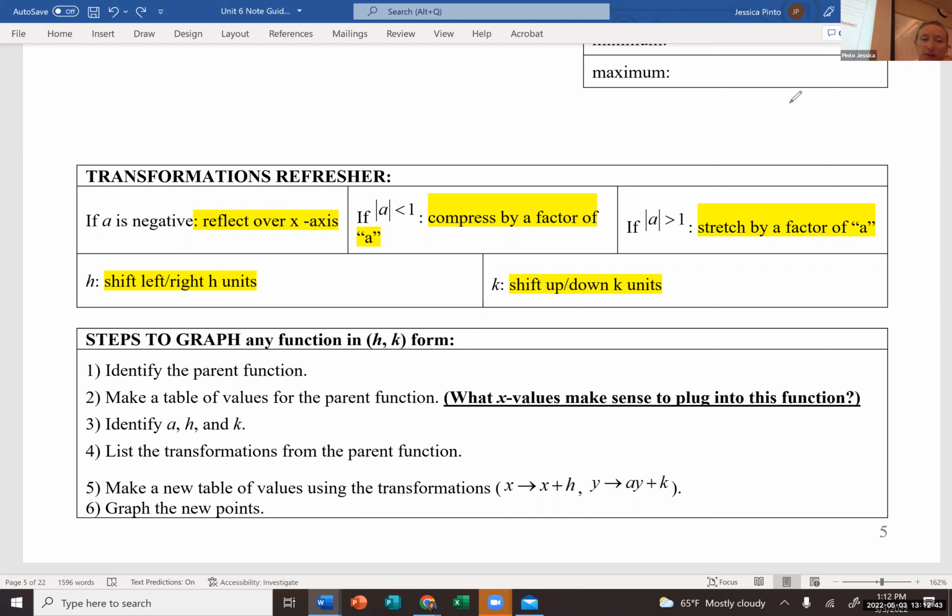is. And then just remember for H, we have to switch the sign from how it appears. And then once we have that, we know that left is negative and to the right is positive. And we say shift left or shift right, H units. And then for K, it will be shift up or shift down, K units. And I'm hoping this is a review.